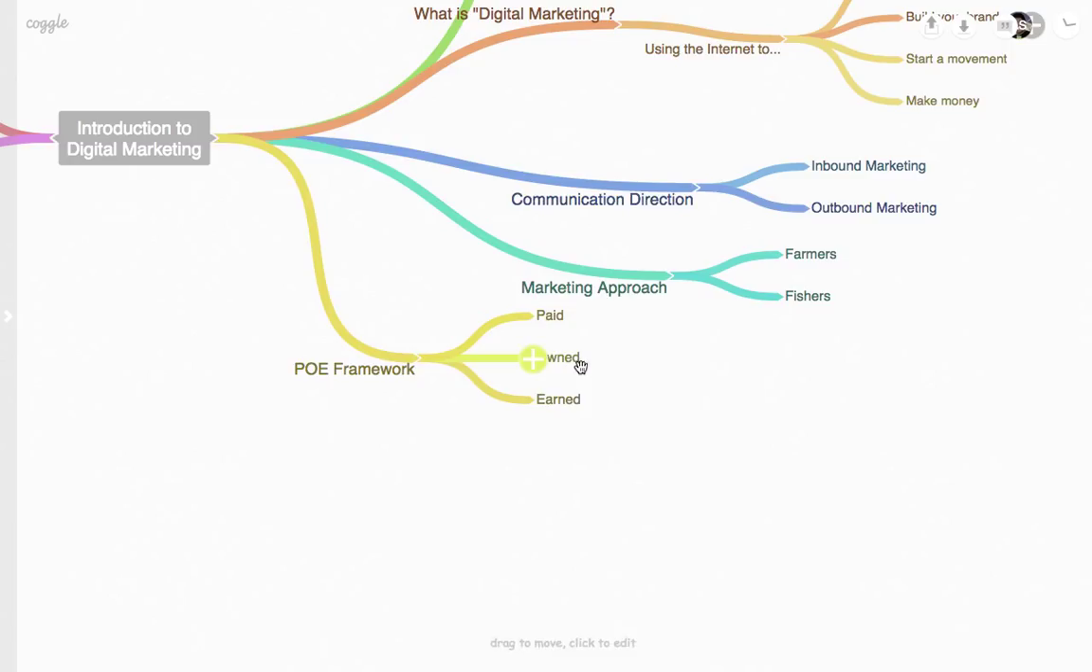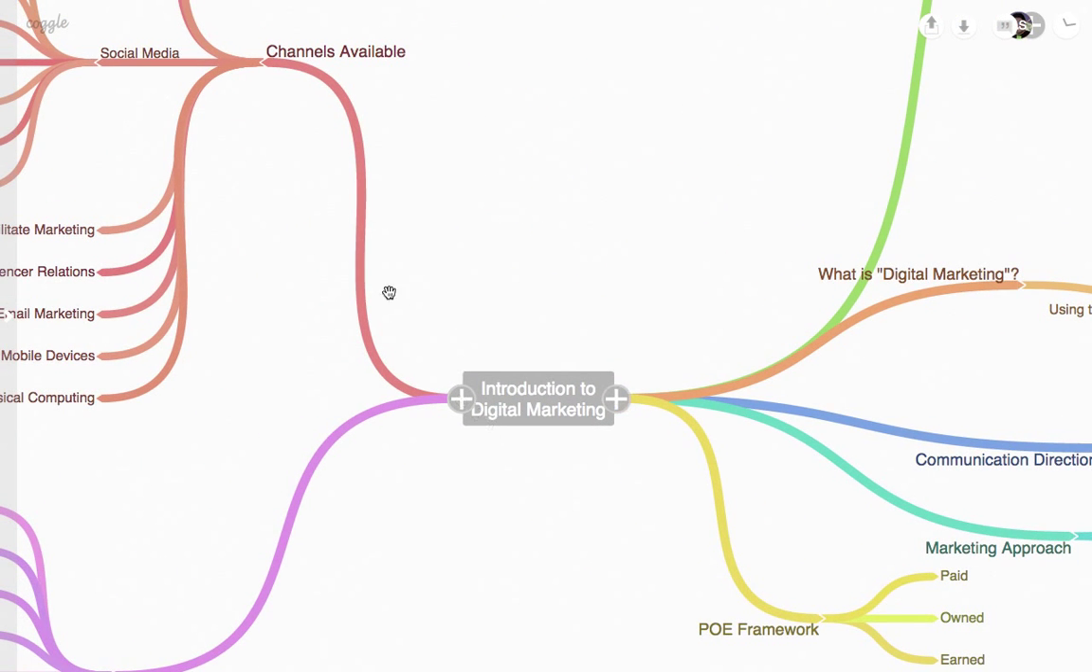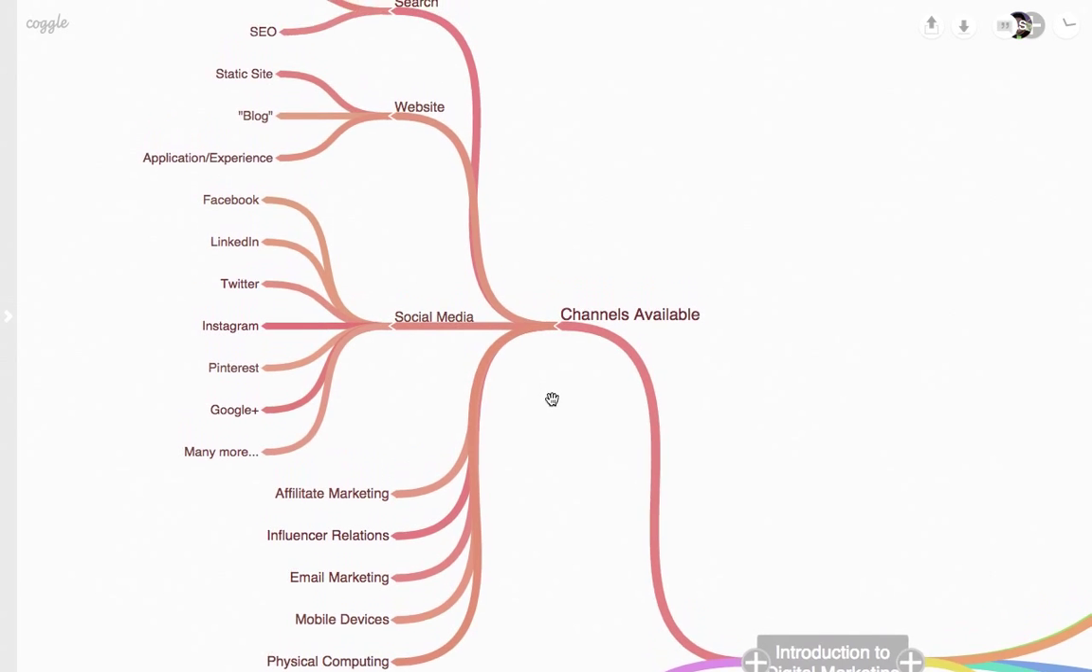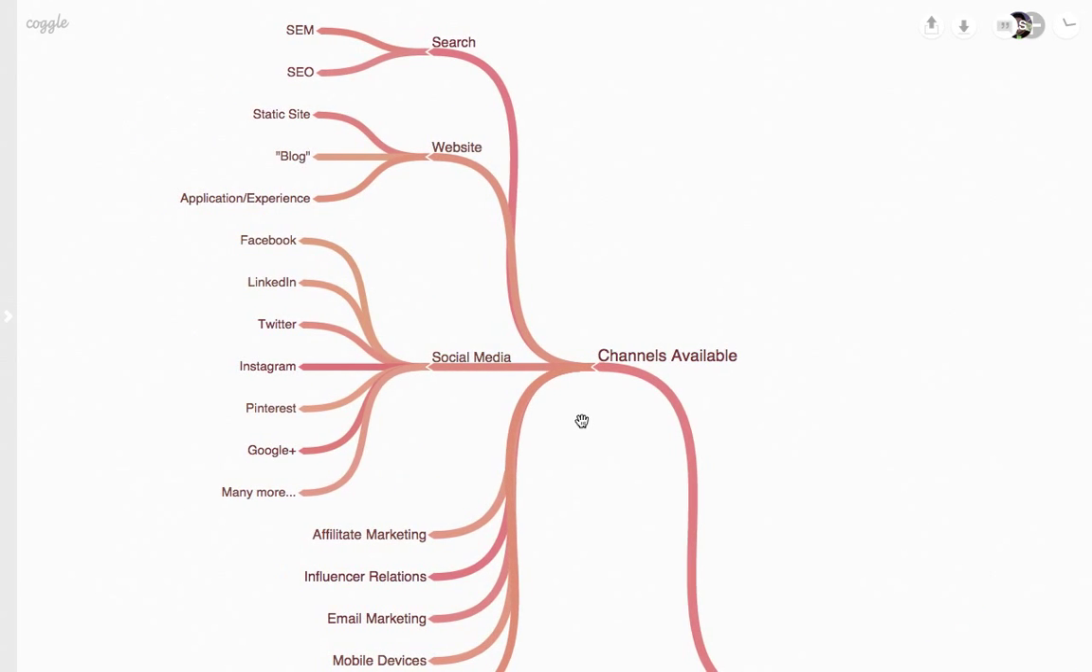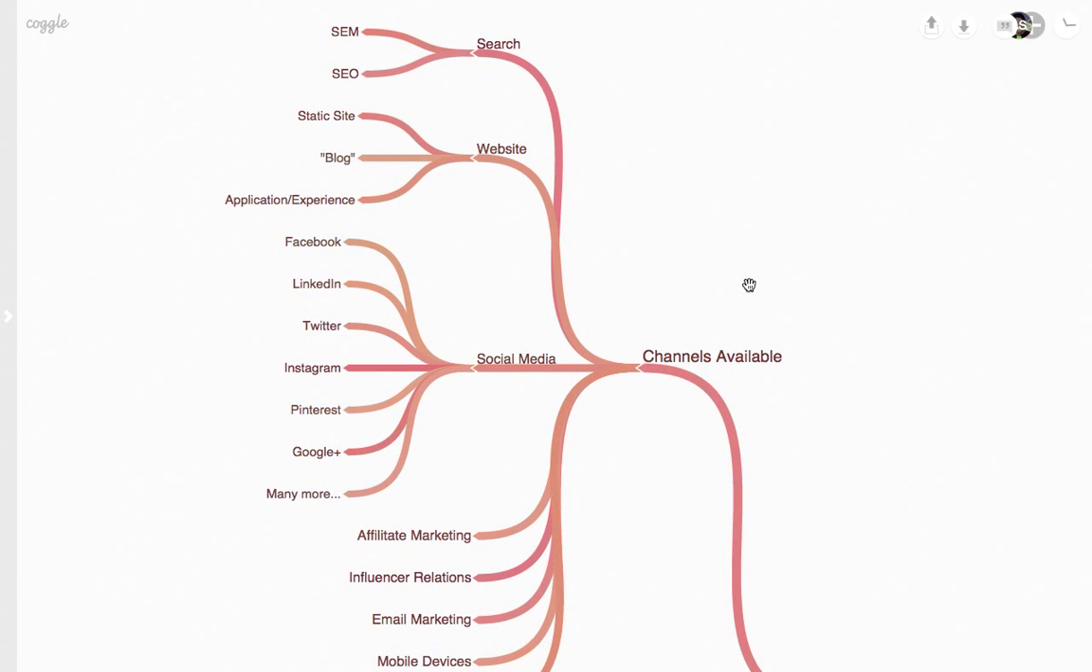Basically, paid media, owned media, and earned media together form the PoE framework. Now, this is the basic theoretical stuff. Now let's see how it actually applies to the real world. So in that, I have broken down some of the most common channels as the channels available thing. Don't worry about this mind map. I will share it with you later in the description. So first off, we have search.